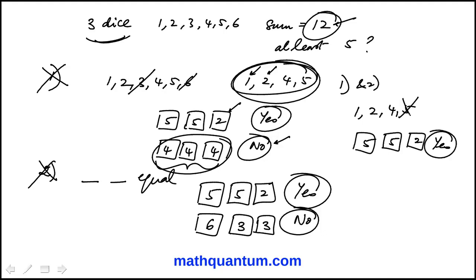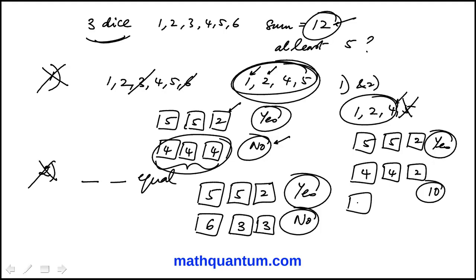Now, if I exclude 5, can I get a sum of 12? Well, the only case would be if I have 3 4s, because if you have 2 4s, you'll be short, meaning if you replace this with 2, that would be 10. If it's 1, you're not going to get to 12 again. This would be 9. And if I have 2 2s or 2 1s, then it would be even less.